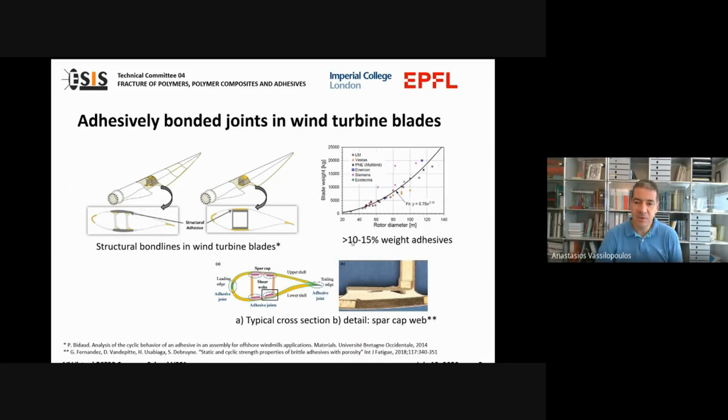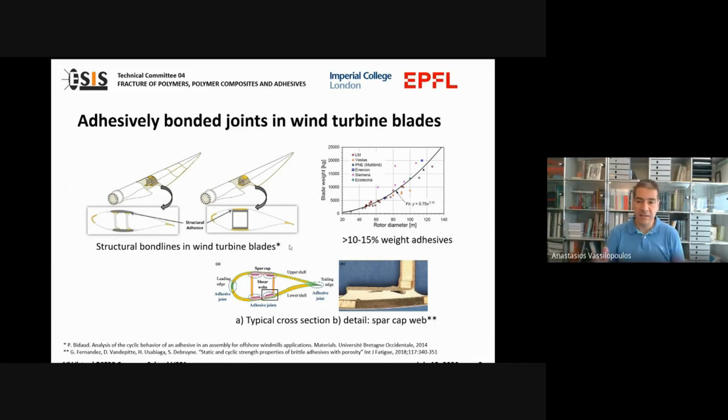So I just brought here a schematic or a diagram showing the weight of a blade, typical blades of today. If you see blades, for example, of 80 meters, their weight is around 10 tons. And you can imagine that in this case, we have 10 to 15% weight of adhesives. So for a 60 meter blade, we have half a ton of adhesive used. So you can imagine how massive adhesive joints we can have in these cases.